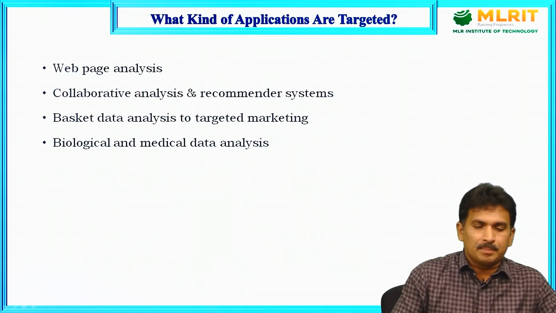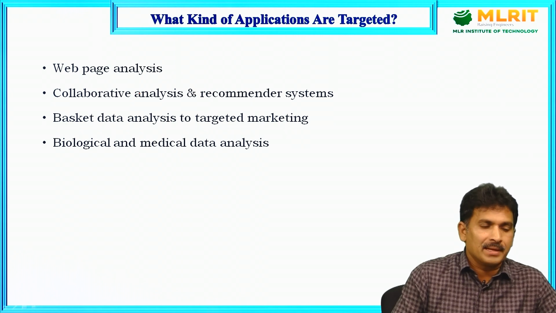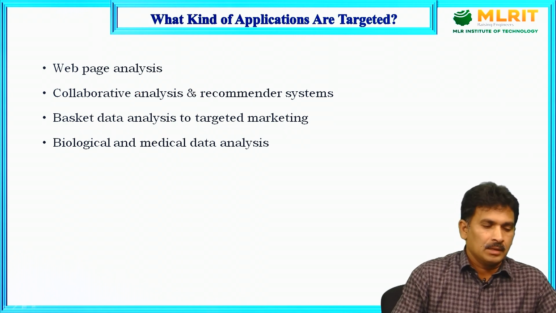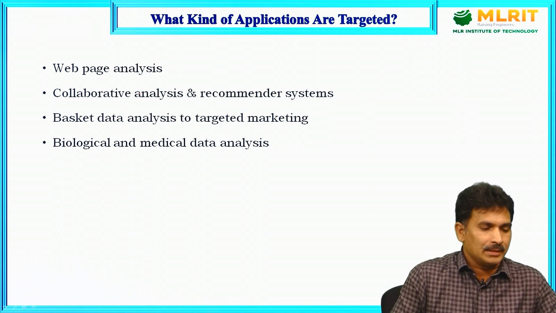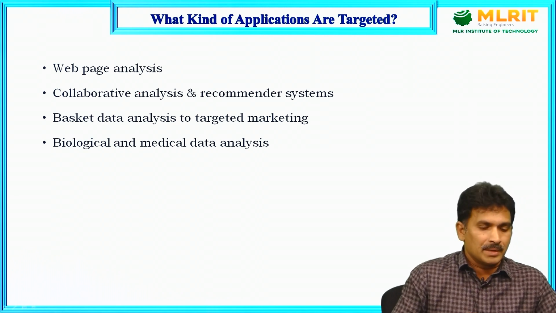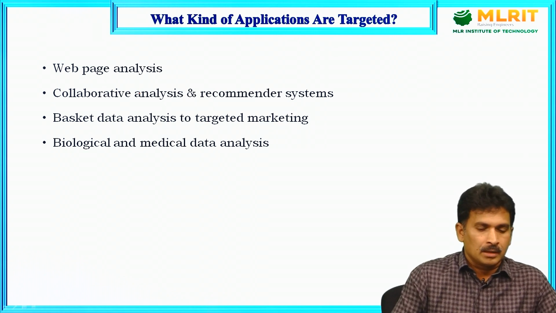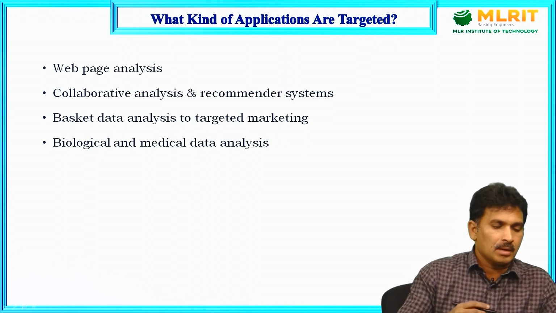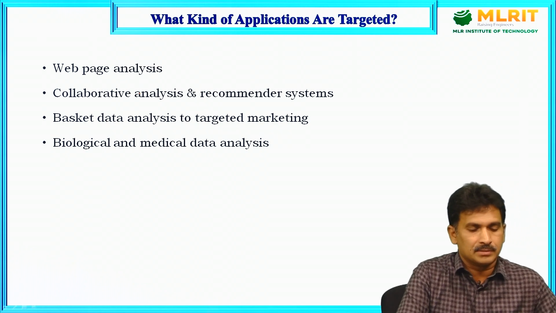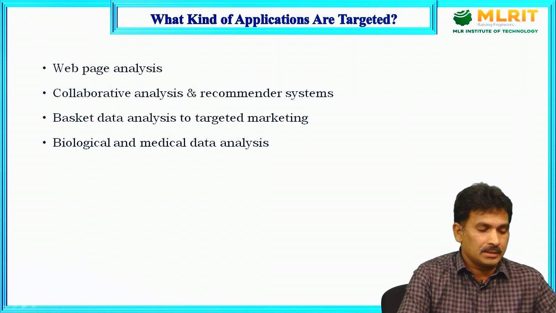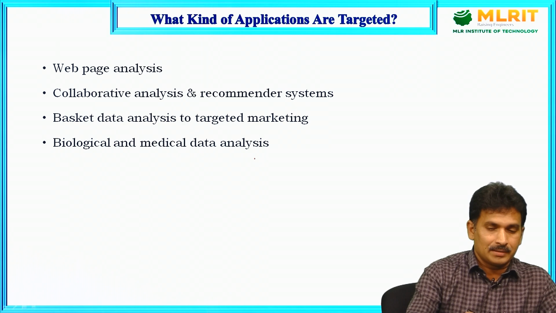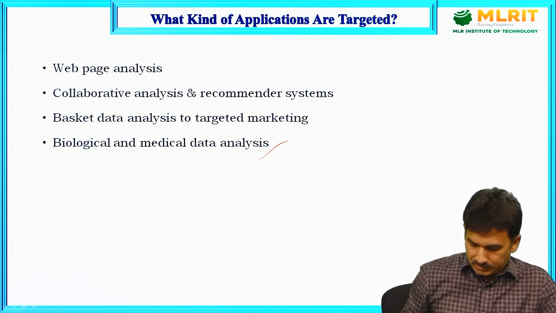And what kind of applications are targeted? Mainly web analysis, where we can collect the clicks of users so that we can perform click stream analysis. Then collaborative analysis and recommendation systems, like product recommendations, item recommendations, or user recommendations. And market basket analysis for targeted marketing, and biological and medical data analysis. These are the different kinds of applications which are targeted.